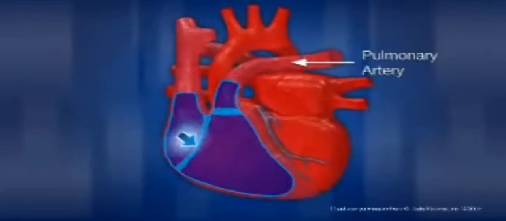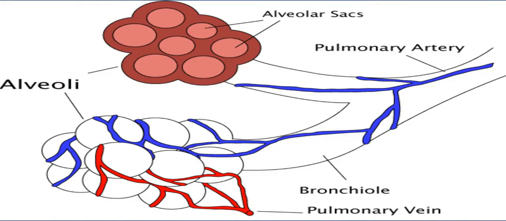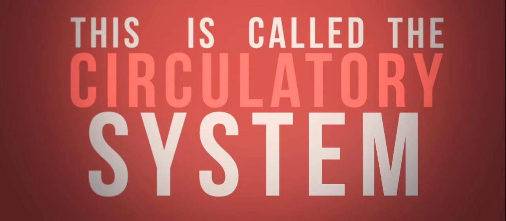It travels through the pulmonary artery to the capillaries which surround the alveolus, where it will restart its circulation of the body again. This is called the circulatory system.